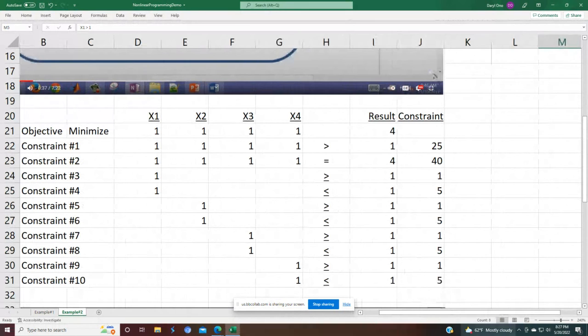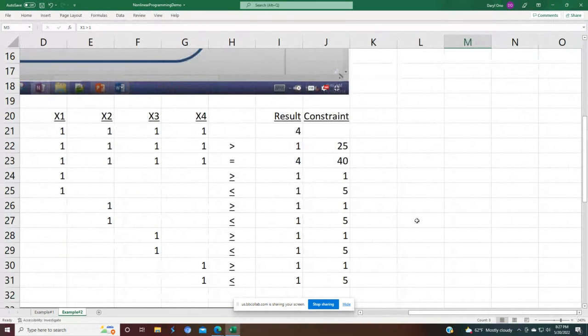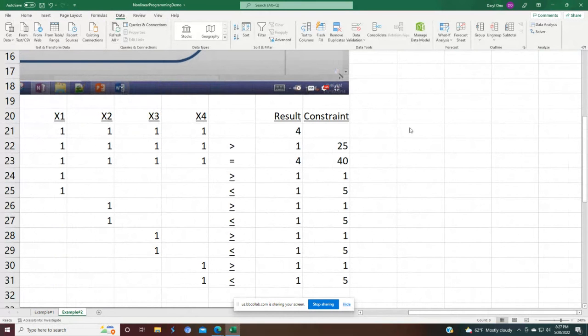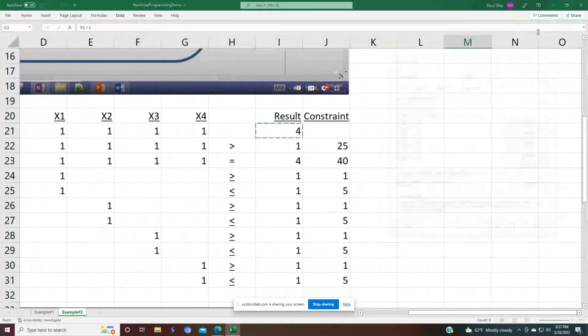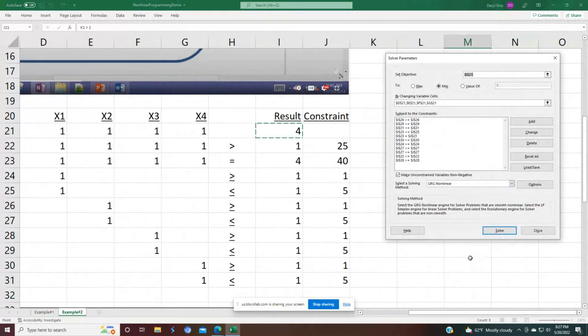There are all of our constraints. Now, let me do this. Data, solver. You could see then that I already did the inputs into the solver command because it takes such a long time.